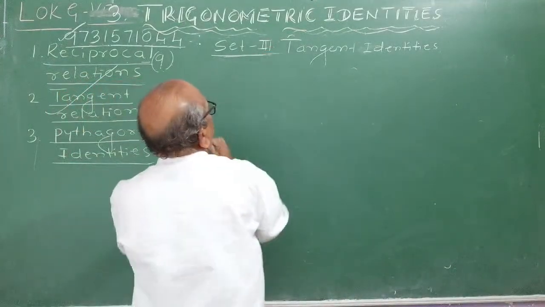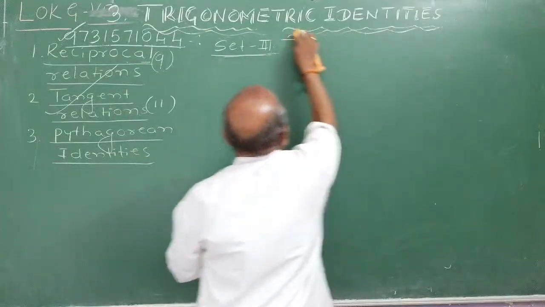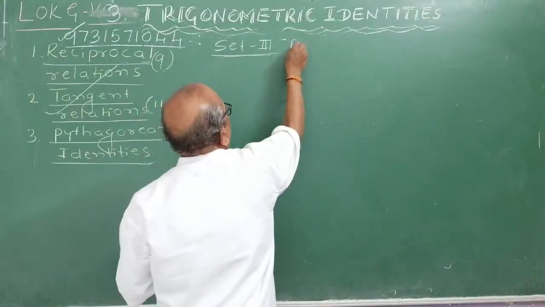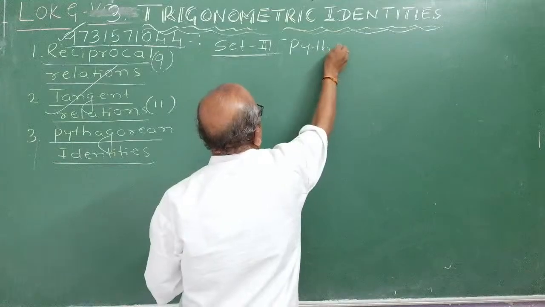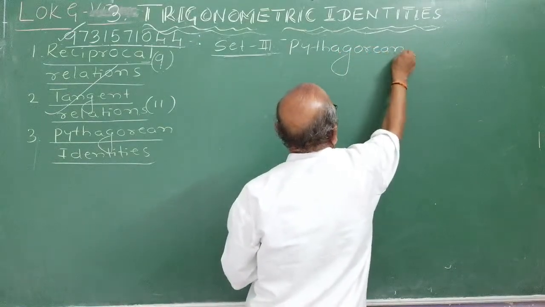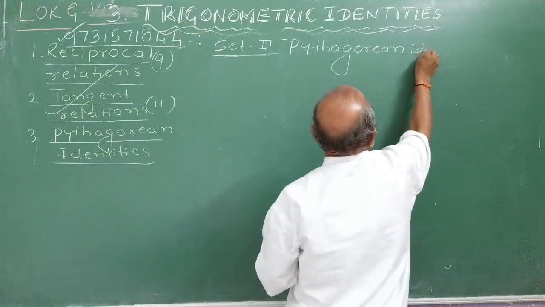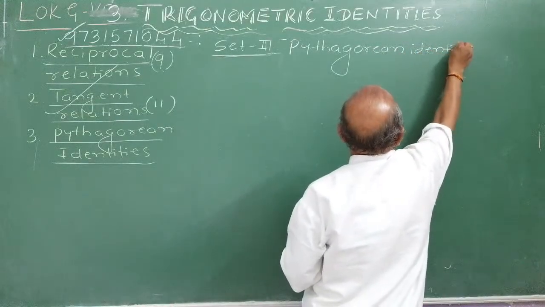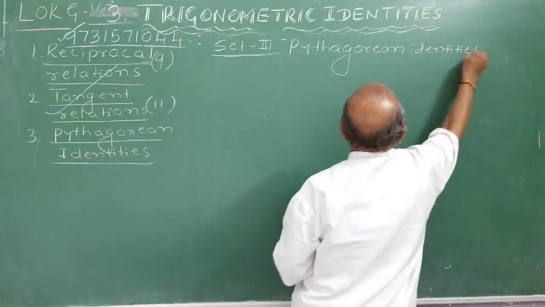The third set is the Pythagorean identities. I call them Pythagorean identities. Why? I will tell you in a short time. Pythagorean identities, because you are proving them on the basis of Pythagoras theorem.